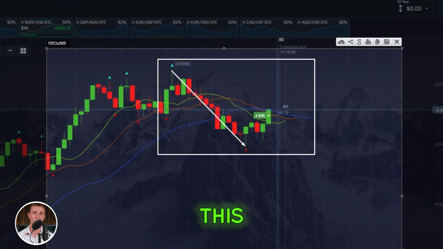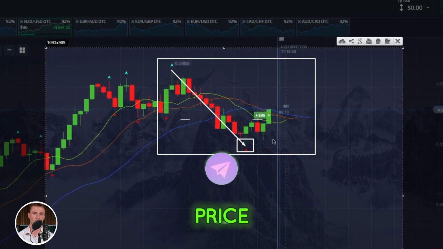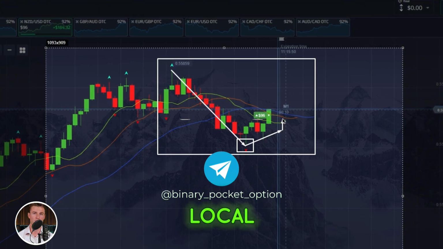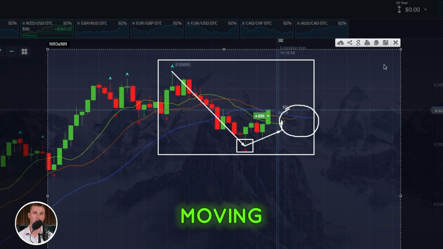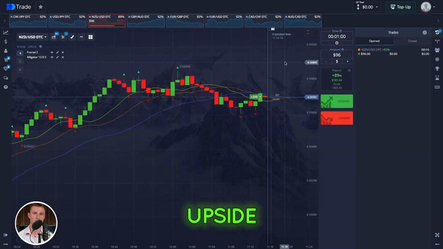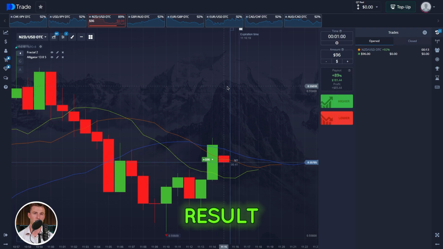We are interested in this part of the movement, namely this price correction. Update of the local minimum on the fractal and further upward dynamics. We also see the crossing of our moving alligator lines, and so we open a trade for upside. Let's watch its result.